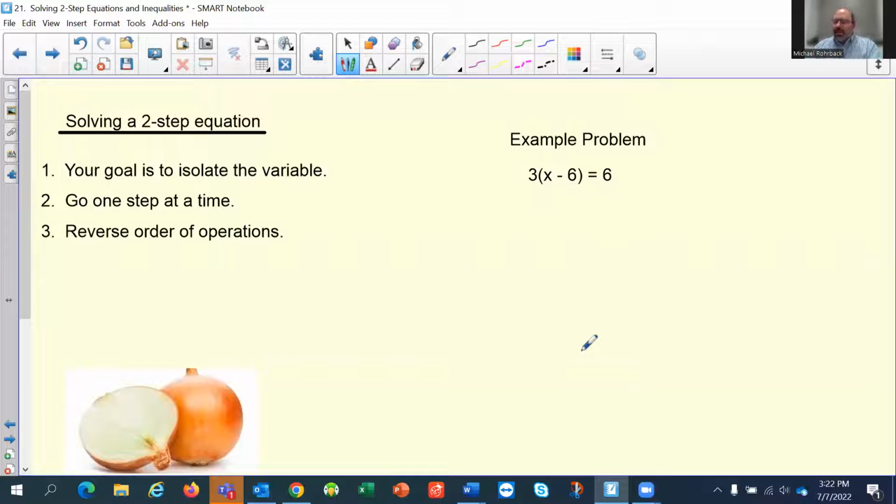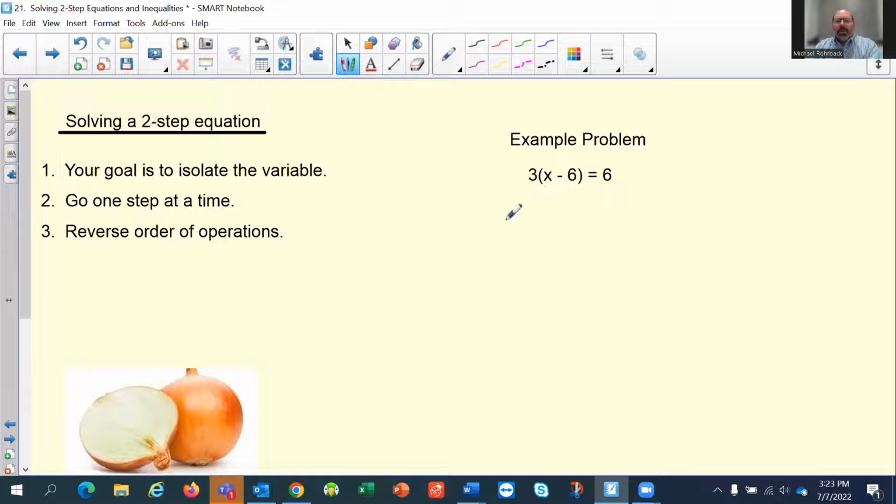If you're thinking of this as layers, you have a problem here. So this would be 3 times the difference of x and 6. So 3 times x minus 6 is equal to 6. So 3 times some number minus 6 is equal to 6. There are two things going on with this variable. The variable is subtracting a 6, and the entire solution here is being multiplied by 3.